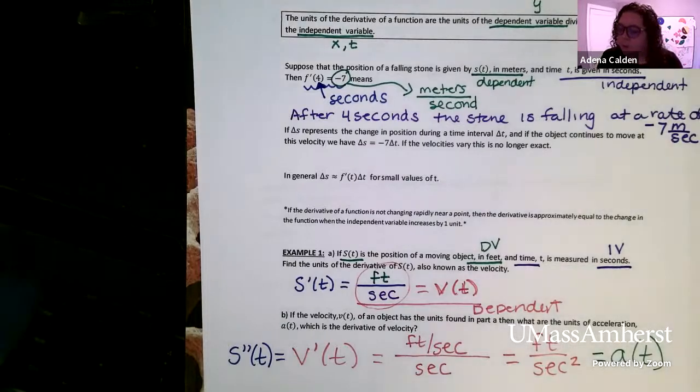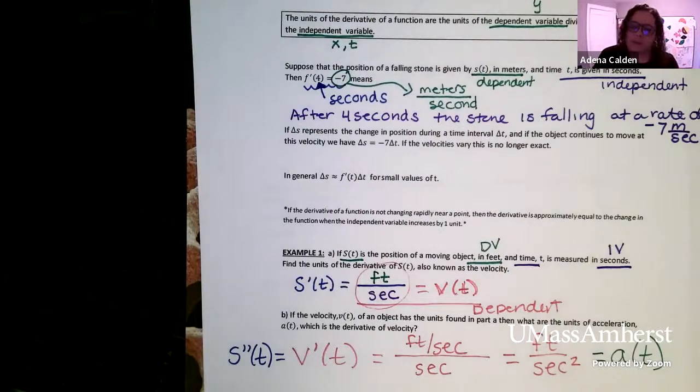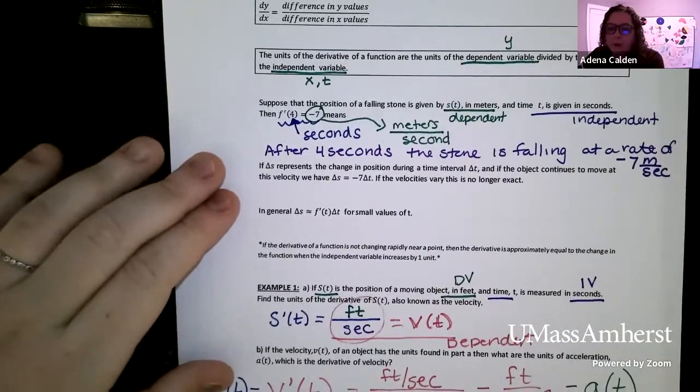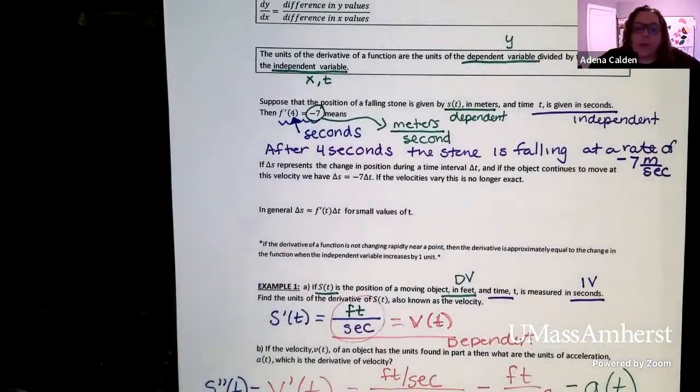So let's go back to this example before, now that we've talked a little bit more in depth about position and velocity. So before, when we did this interpretation, we were talking about a stone that was falling. So think about this.